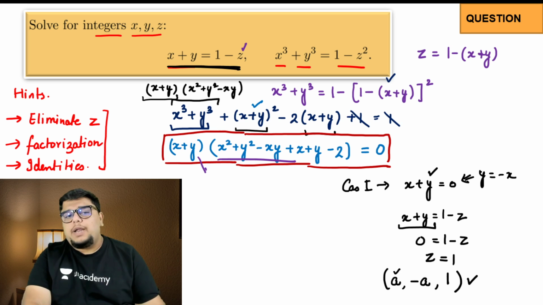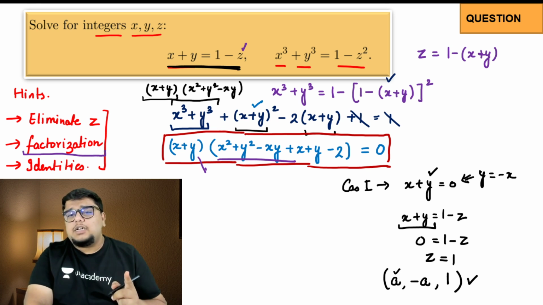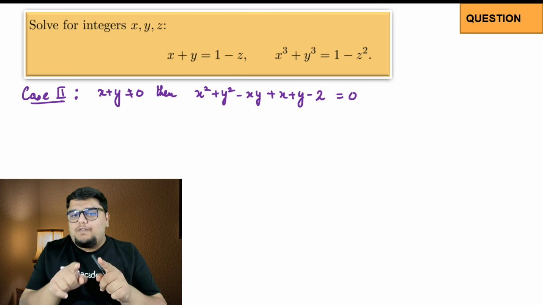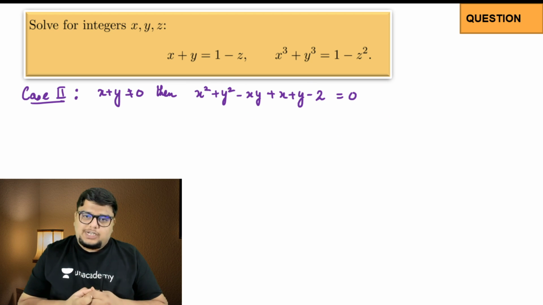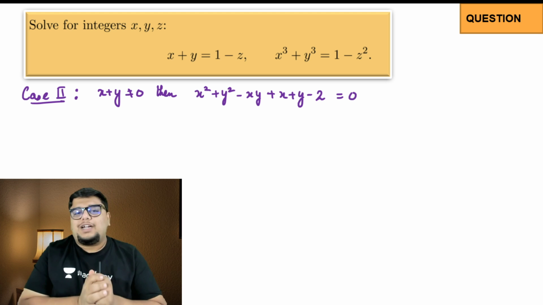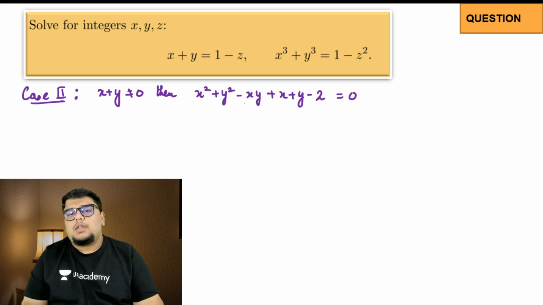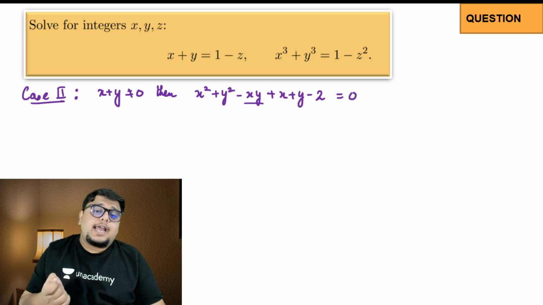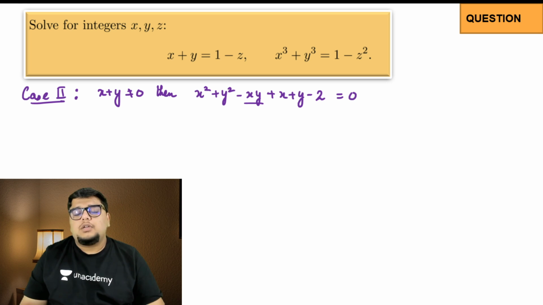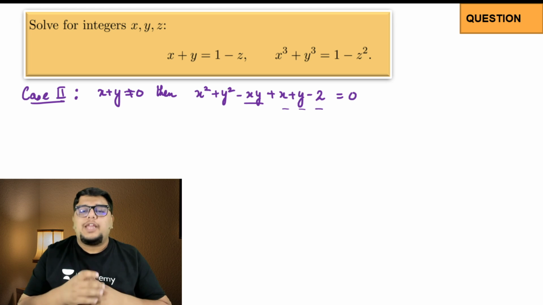Now, in the hint, I also told that you have to use factorization. You have to be really strong in factorization, because now you will have to solve this part using some factorization. You will have to factorize this expression. Now notice that I see xy here, right? So what comes in my mind is I could make it x plus y whole square, right? But on the other side, we have x plus y minus 2.